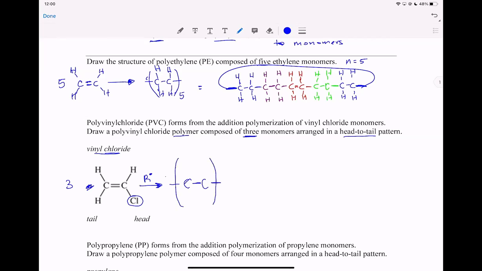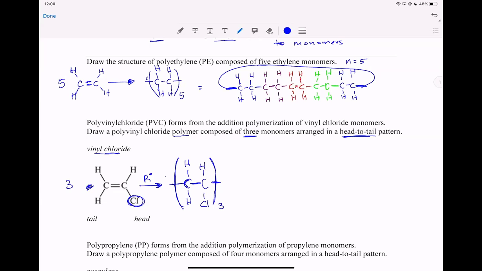And then this is going to be exactly the same for all the rest of it. So the only thing that's different is the single bond in the middle. Everything else is the same. You have 3 hydrogens, 1, 2, 3, and then the chlorine. And so there's going to be 3 of these. So let's draw this out. This is in general what's going to happen to the monomer. But now let's put it in a head to tail pattern. So if the head is the chlorine.